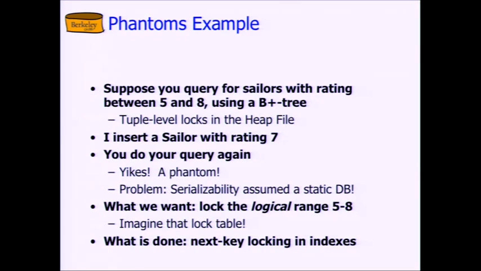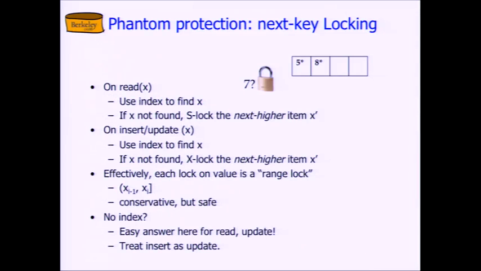It's called next key locking. And here's how it works. If you read X, we use the index to find X. And if you don't find X, that's okay. Just lock the next higher item. You search for 7. There was no 7, but you still get a lock. You get a lock at 8. And then if someone is doing an insert or an update, they use the index to find the value. And if the value is not found, they also try to X lock the next higher item. So before I insert 7, I have to get a lock on the next higher thing than 7, which in this case would be 8.